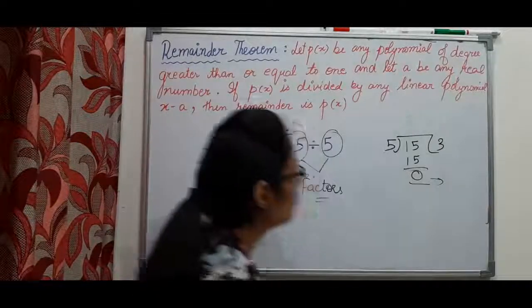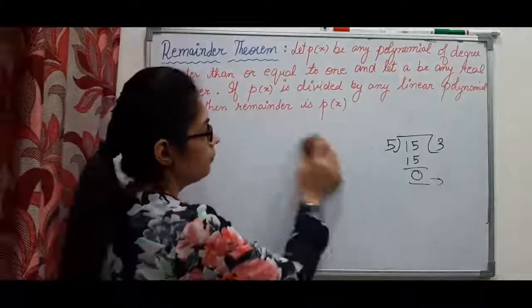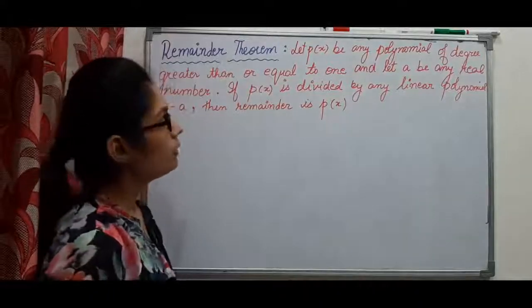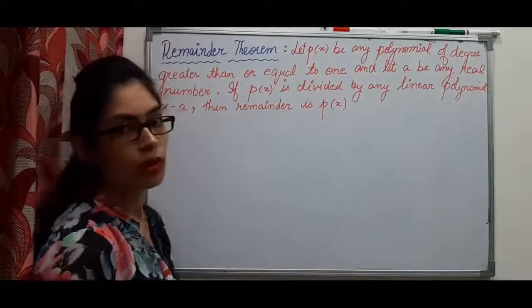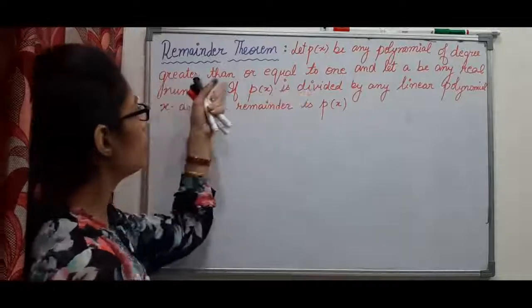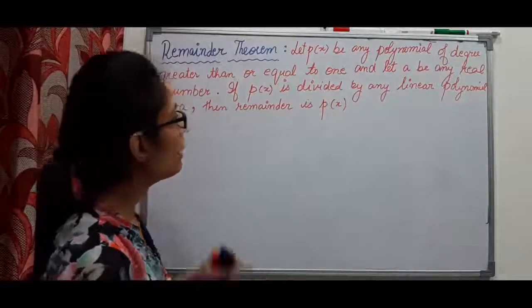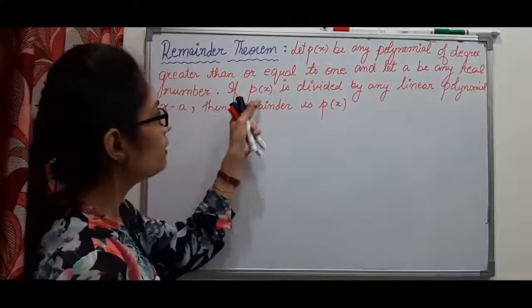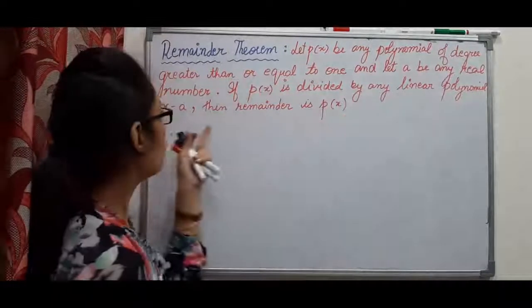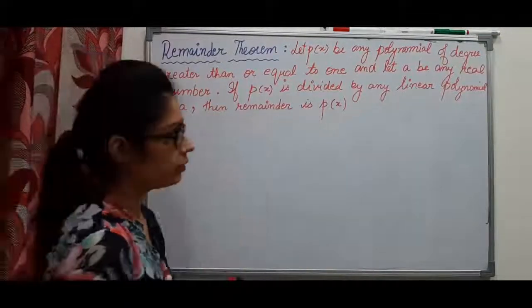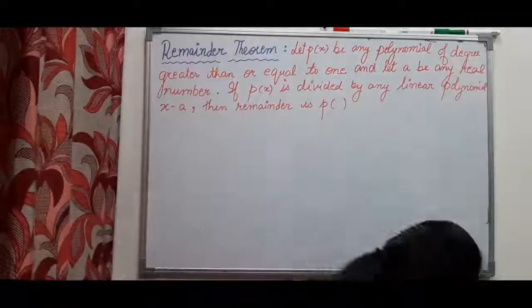So I have written the theorem, remainder theorem. First we will read it out. Let Px be any polynomial of degree greater than or equal to 1, and let a be any real number. If Px is divided by any linear polynomial x minus a, then its remainder is Pa.